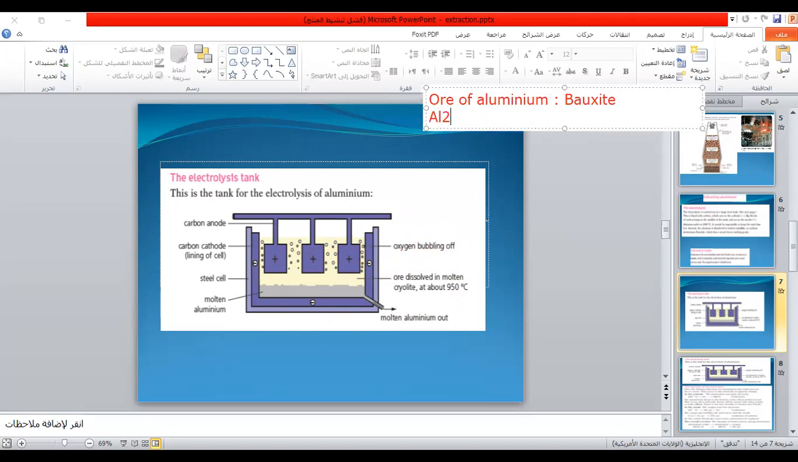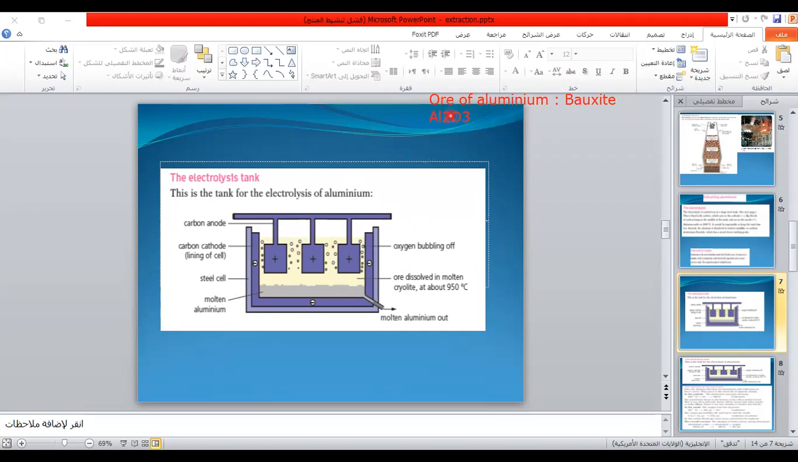Bauxite is aluminium oxide, Al2O3. So in nature, you cannot find aluminium alone. You will find aluminium combined with oxygen in the form of aluminium oxide, which is known as bauxite. What we need is to extract aluminum from its ore, aluminium oxide. So I need to carry out electrolysis for this process.